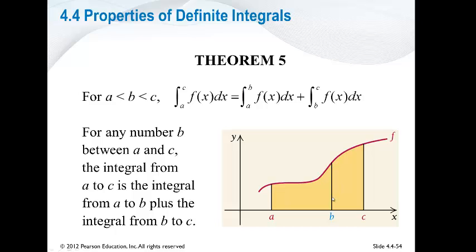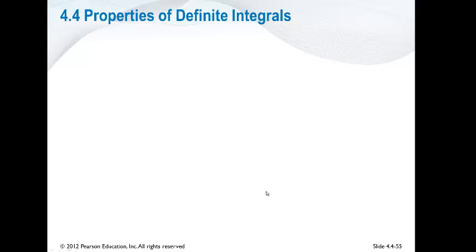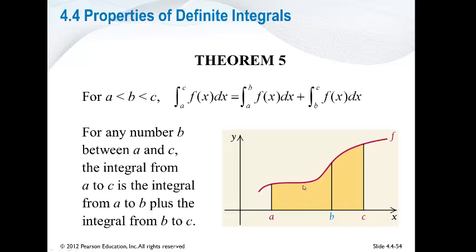Now please notice that we can divide this interval AC into two sub-intervals, interval AB and interval BC, and create appropriate representations of definite integrals. So the first area here would be represented by the integral from a to b of f of x dx. The second area here is represented by the integral from b to c of f of x dx.